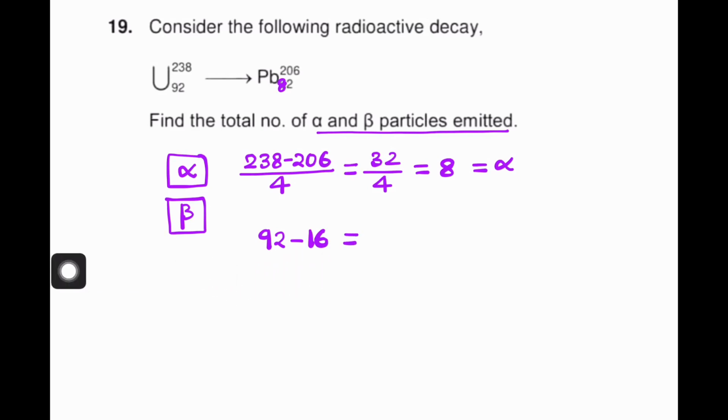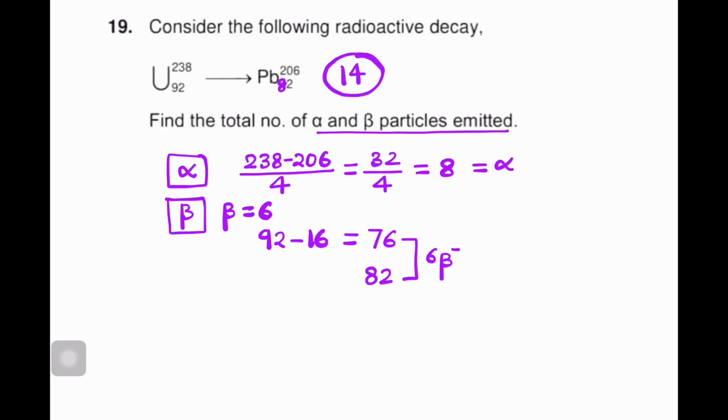Okay. So this will give you how much? 92 minus 16, you will be getting 76. But now the atomic number is 82. So it has increased its atomic number by 6. So it will be 6 beta particles emitted, and that will cause this atomic number to change further to 82. So the number of beta particles is basically 6. So total number of alpha plus beta will be 14. That will be the answer for this.